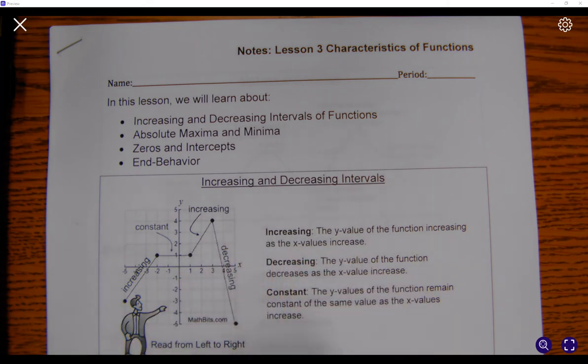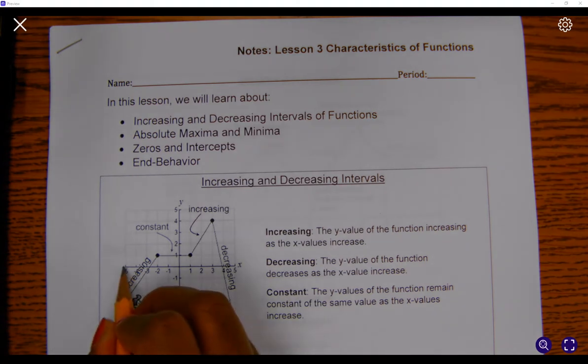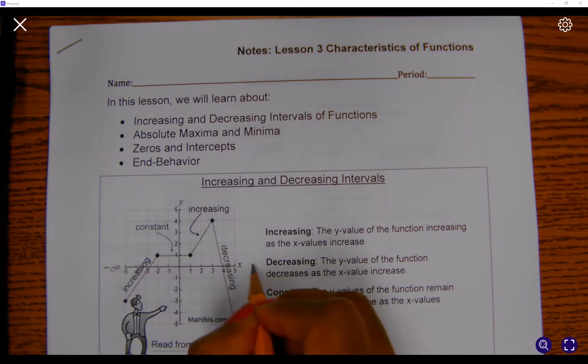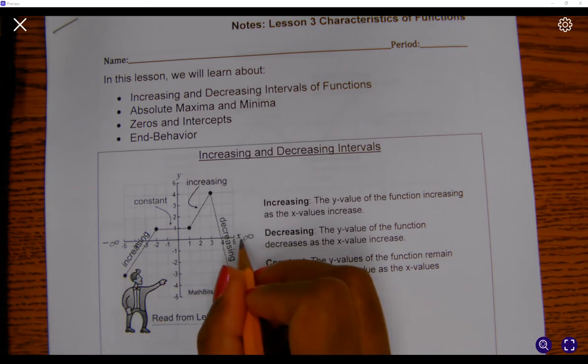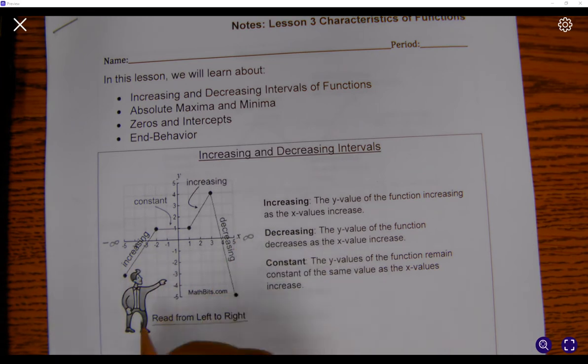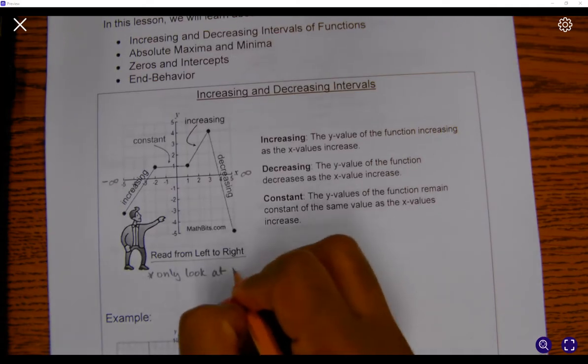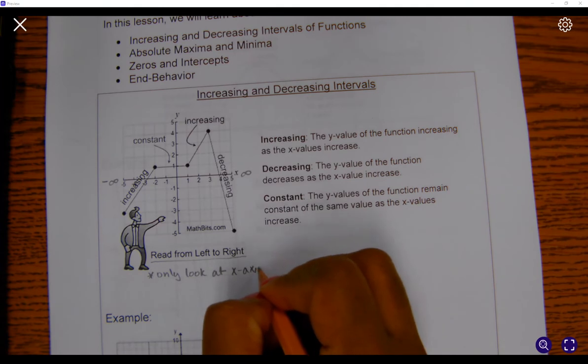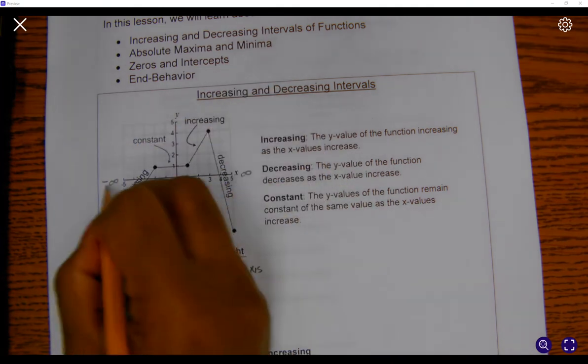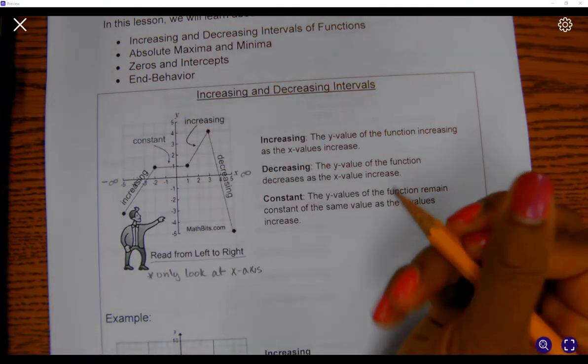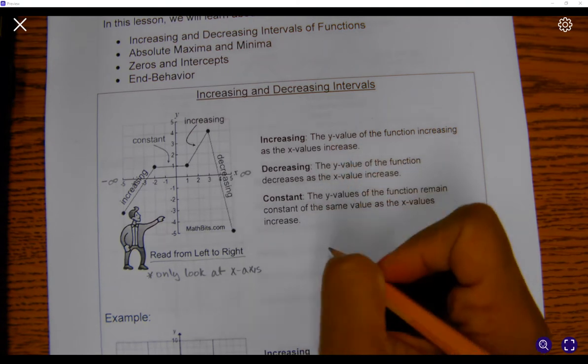So a couple of things here. We always read the graph going from left to right. So we're going to start from negative infinity and then go off to positive infinity on the x-axis. So left to right is on the x-axis. And another thing is we only look at the x-axis. We ignore all of the numbers on the y-axis. So we only look at here. So here are the official definitions for it.